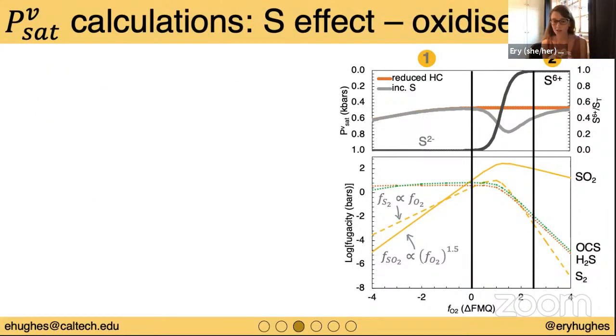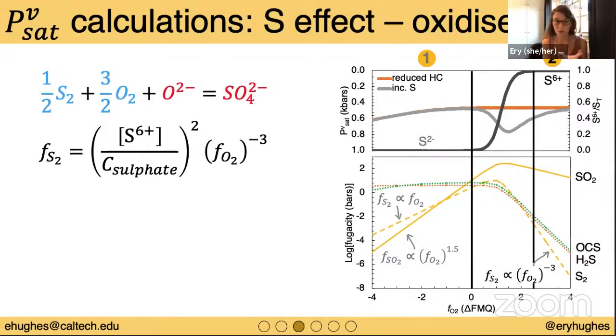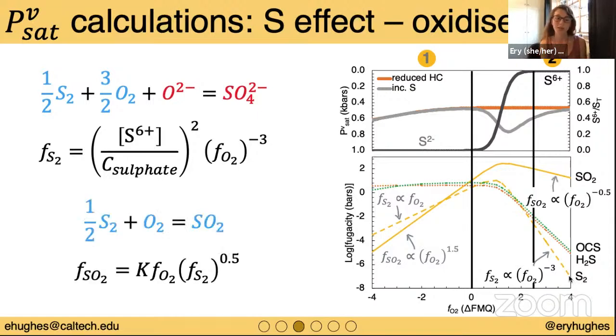When we go to more oxidized conditions, all our sulfur is now S6+, and we look at the other dissolution mechanism here. Instead of being proportional to oxygen fugacity, our sulfur fugacity is now proportional to the oxygen fugacity to the -3. And this is reflected by this really steep decrease in the sulfur fugacity as we increase oxygen fugacity. And again, we can look at this reaction for sulfur dioxide, and we find that the fugacity of sulfur dioxide is proportional to the oxygen fugacity to the -1/2. So it also decreases, but much less steeply.